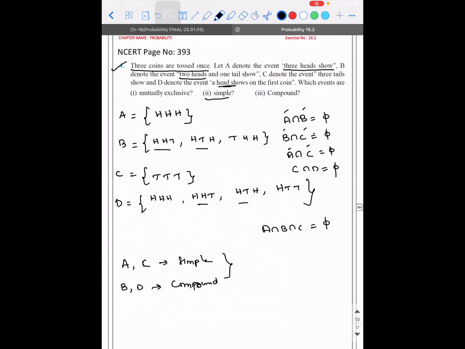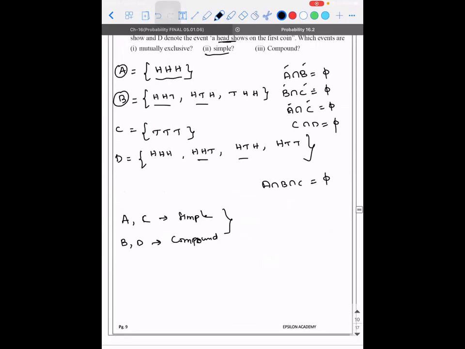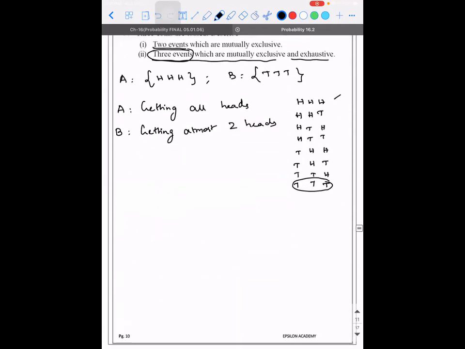I can take one of the events as 2 heads and 1 tail, and the event A as all 3 heads. They should be mutually exclusive and exhaustive, right? So here the order is not the same, like head, head, tail and head, tail, head. Is it still counted? Yes, because I took at most 2 heads.